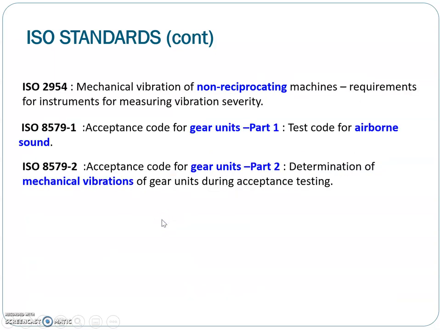On top of this, ISO has standards like 2954, covering the instruments used in vibration severity monitoring for non-reciprocating machines. ISO also has standards that cover vibration on a specific machine component, for example, gear systems. In this case, we can refer to ISO 8579.